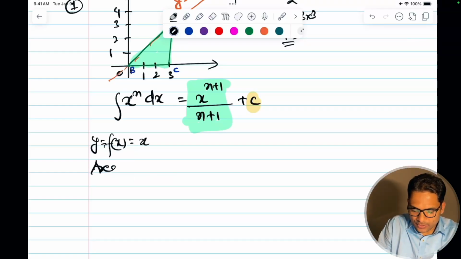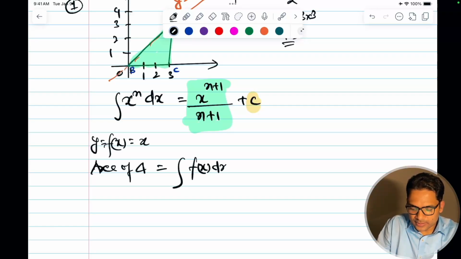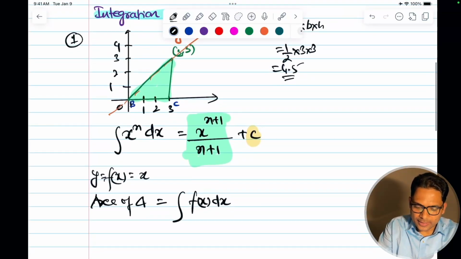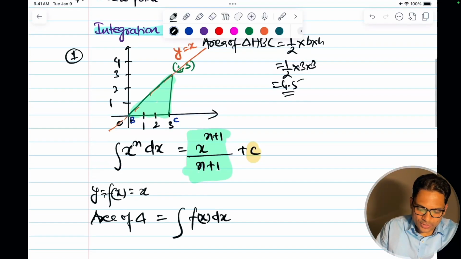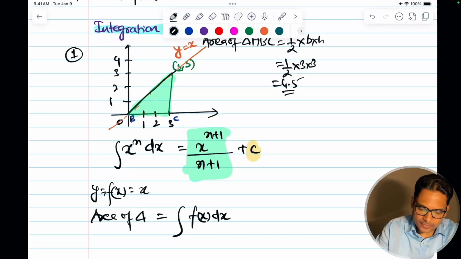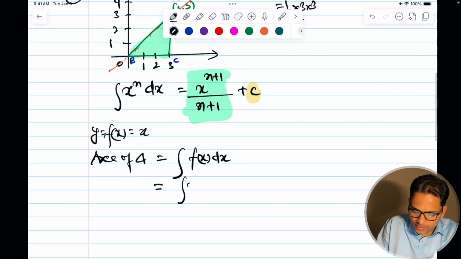I can write my area of the triangle as the integral of f of x dx. And what will be the range of integration? From here to here, from 0 to 3. So I know the equation of this curve, this is y equal to x, so I'll put it here. This will be equal to the integral of x dx, and what's the range? From 0 to 3.